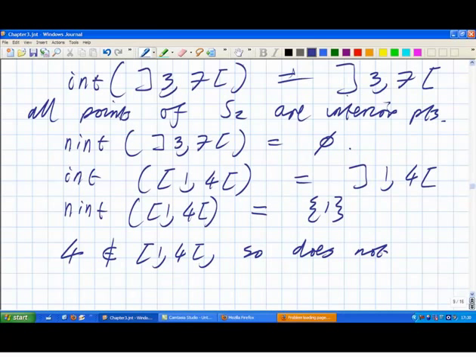Notice that 4 doesn't count because 4 is not in S2. Sorry, this is S3, isn't it? 4 is not in (1, 4), so it does not count as an interior point.